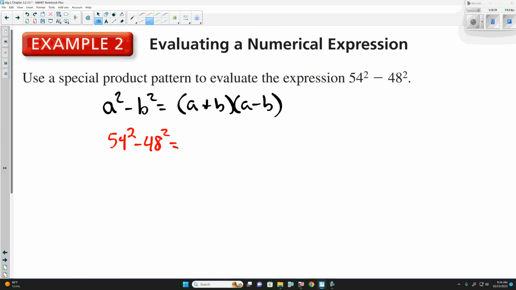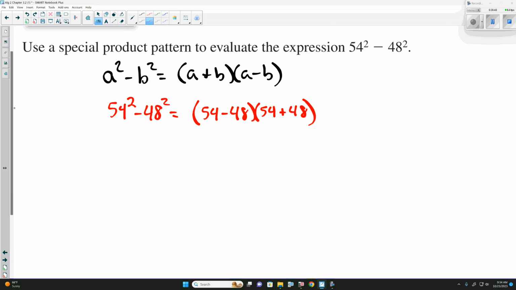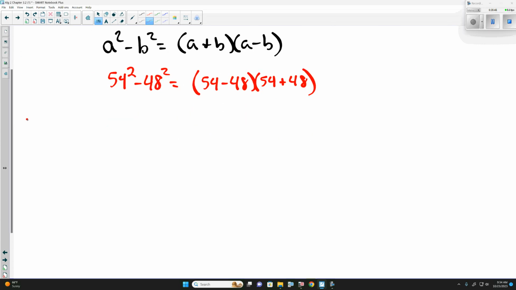What we have for this here is 54 squared minus 48 squared. Well, for us, a is 54, b is 48. So what we're saying is that I have 54 minus 48 times 54 plus 48. Well, 54 minus 48 is 6. 54 plus 48, 102. Then we're going to multiply 102 and 6.